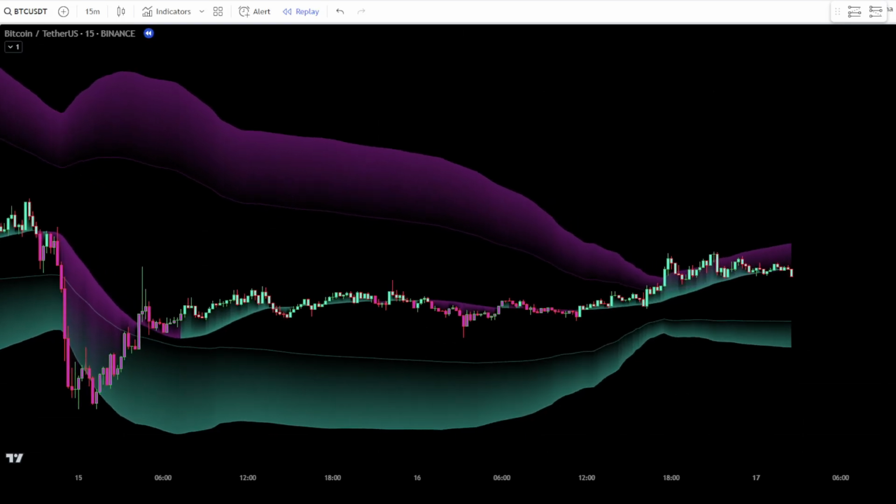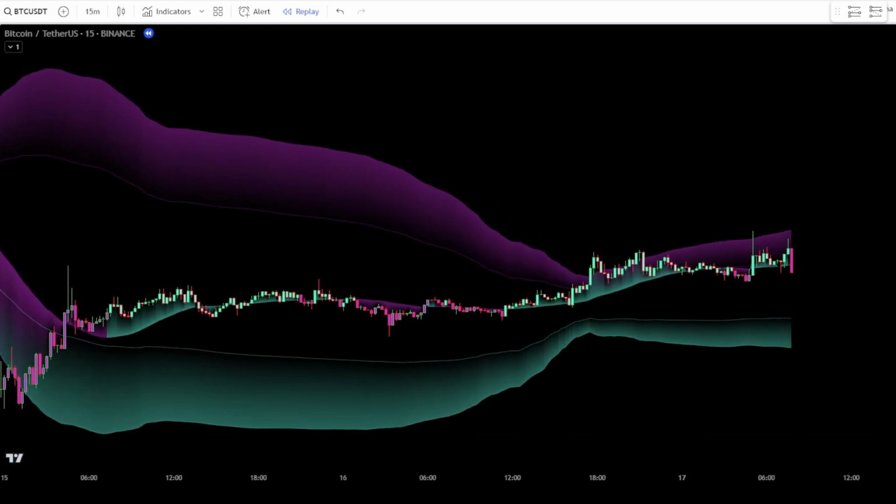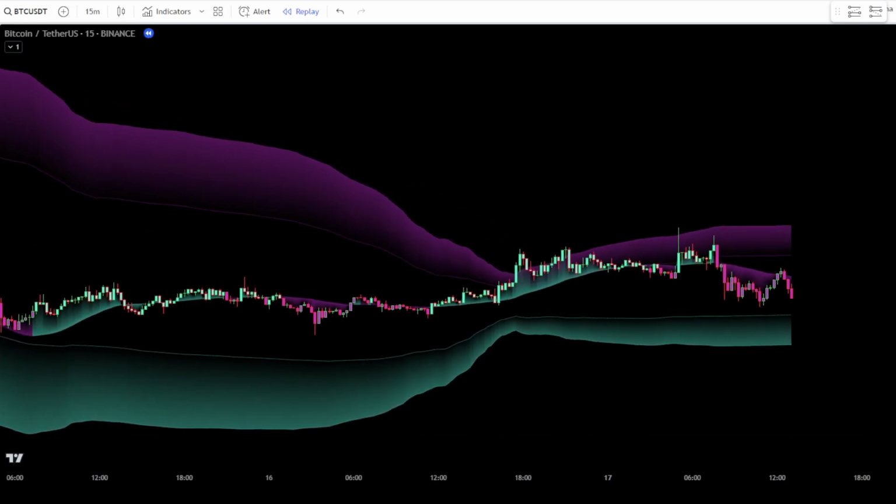This is the most effective scalping strategy you can use with just 2 free Tradingview indicators.